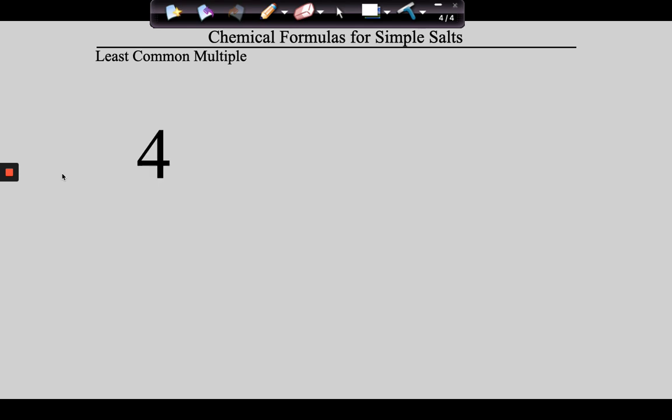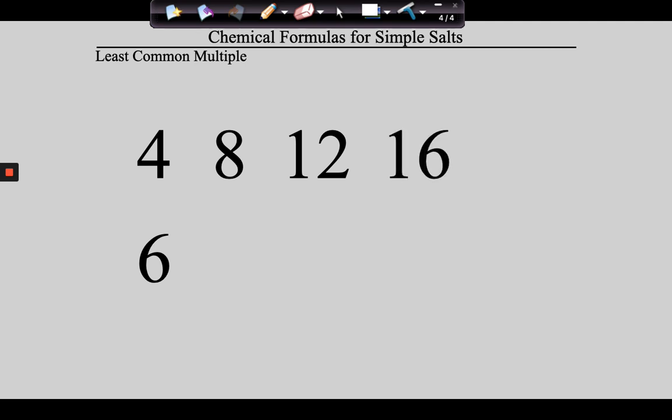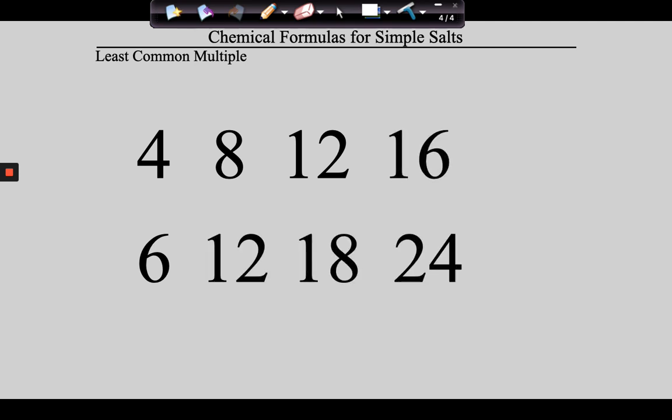So guys, what is the least common multiple of 4 and 6? It's not 2. That's the least common factor. What is the least common multiple of these? So we need to know the multiples. The multiples of 4 go 4, 8, 12, 16, and so on. And then, guys, the multiples of 6 are 6, 12, 18, 24, and so on. Now, where's the least common multiple? That would be 12.